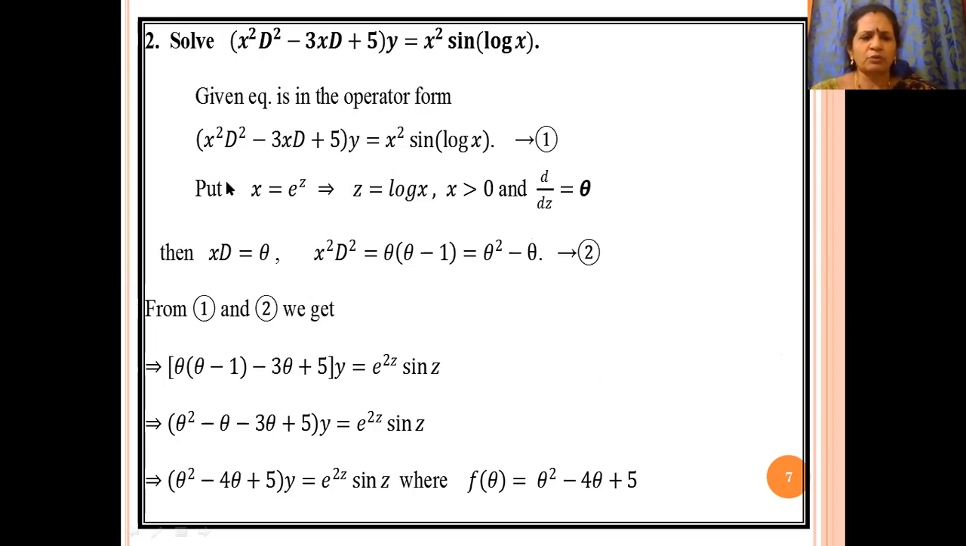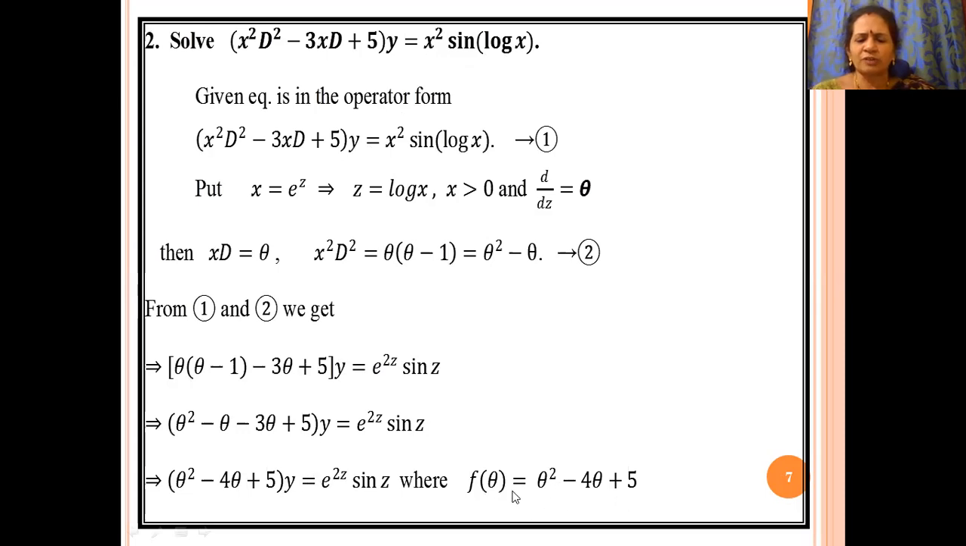Now from 1 and 2, this can be written as theta into theta minus 1 minus 3 theta plus 5 into y is equal to q. This is q. So what is given? E power 2z, x square is e power z. Now substitute these values here. So we will get e power 2z into sin z. This is q, right?